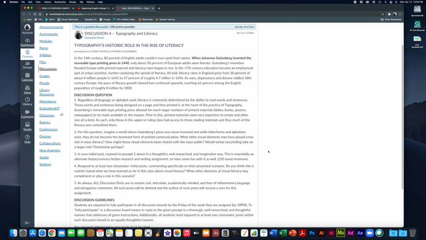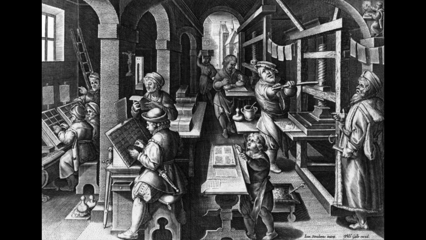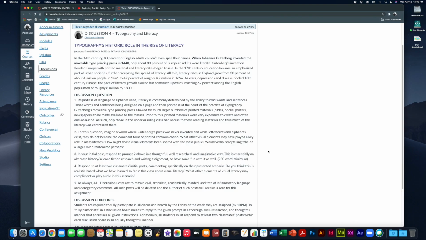So it talks about the 14th century and how at that point 80% of English adults couldn't even spell their names. The literacy rates back in the 14th century were terrible. And then Johannes Gutenberg invented the movable type printing press, or the movable type machine, as it's sometimes referred to, in 1440, so about halfway through the 1400s. And at that time, only about 30% of European adults were literate. Well, Gutenberg's invention flooded Europe with printed materials, and literacy rates began to rise.